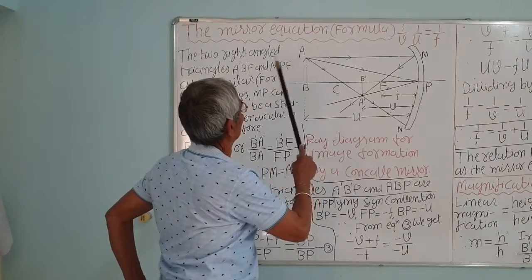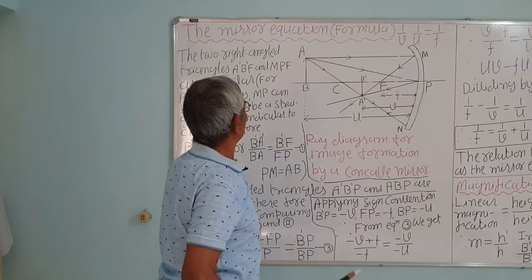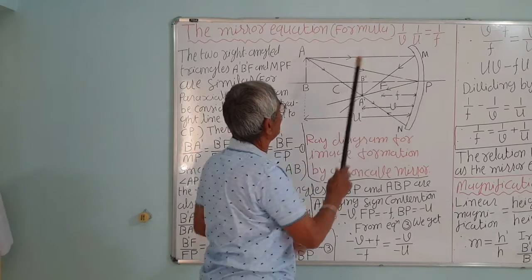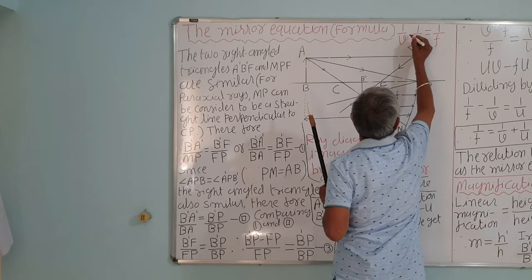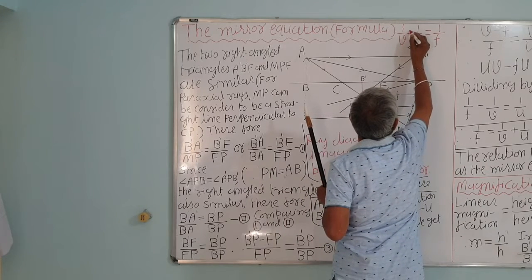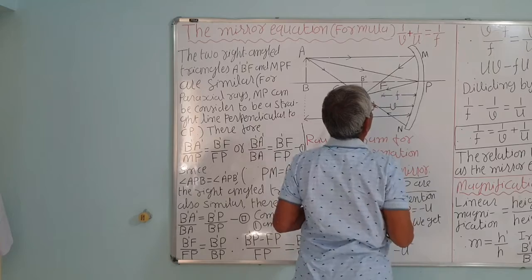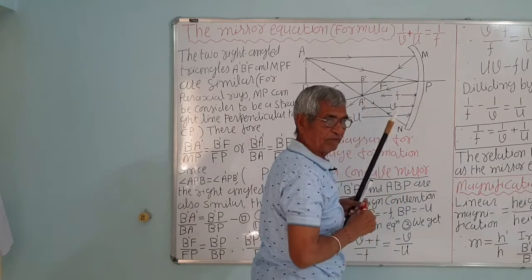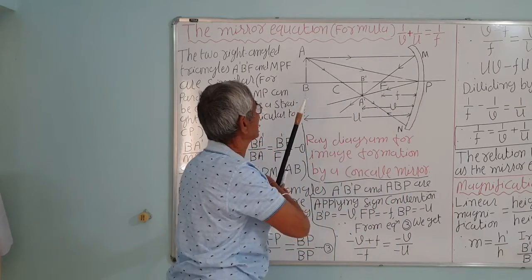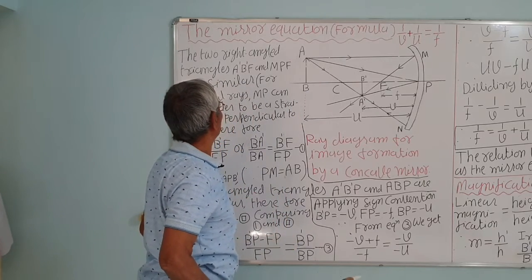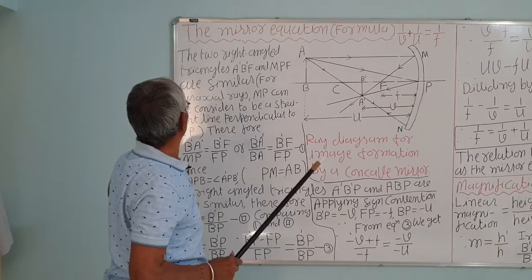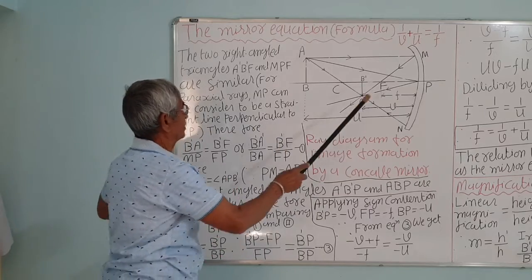The mirror equation, or mirror formula, is 1 upon v plus 1 upon u is equal to 1 upon f. This is in the case of the mirror. If it is a lens, it is 1 upon v minus 1 upon u is equal to 1 upon f. Correct. Consider the concave mirror.